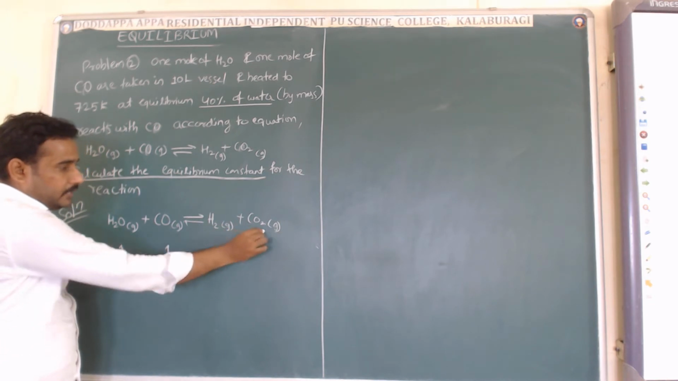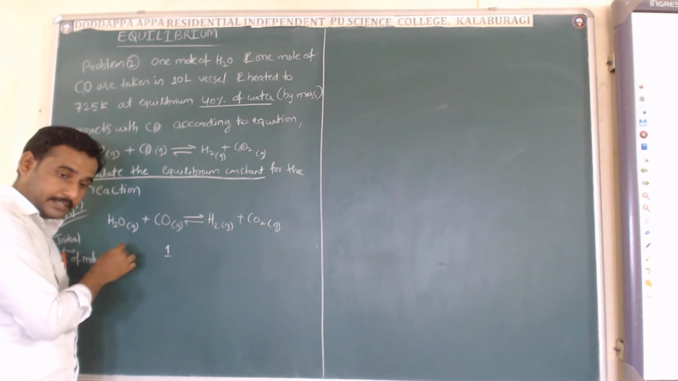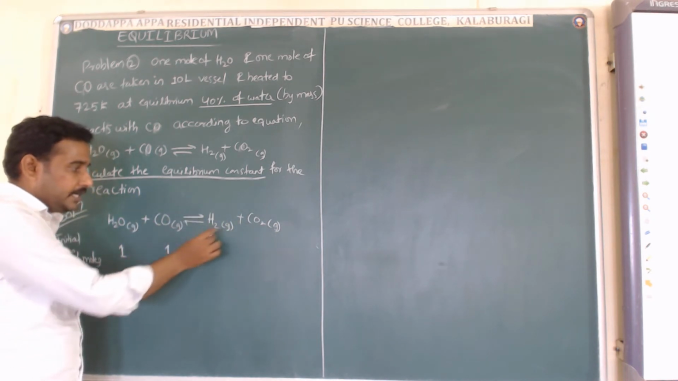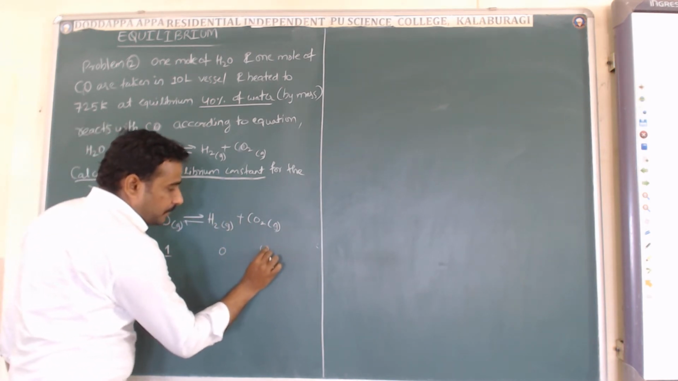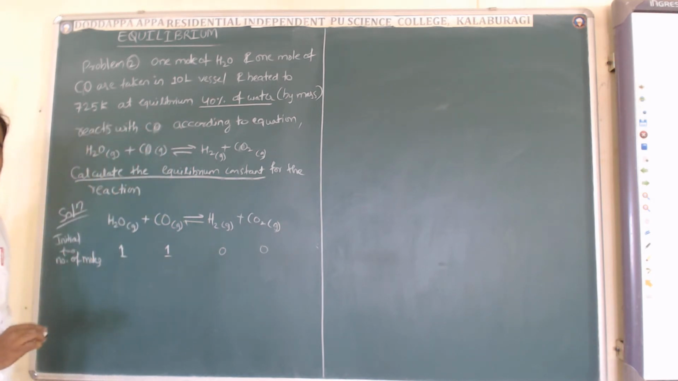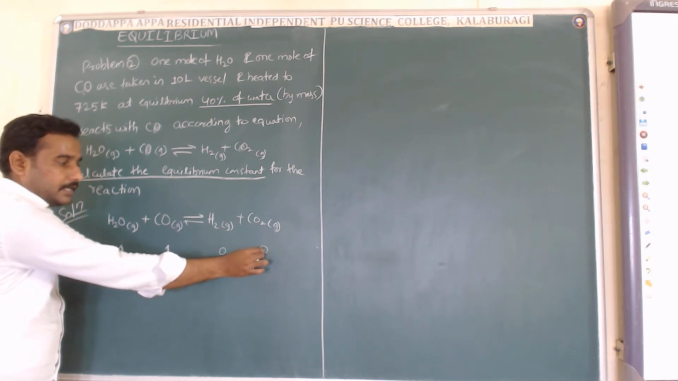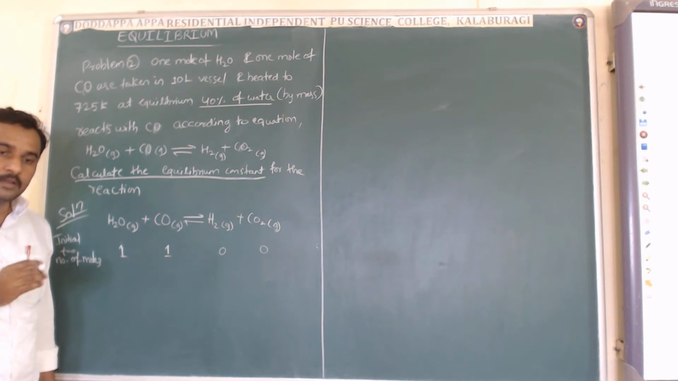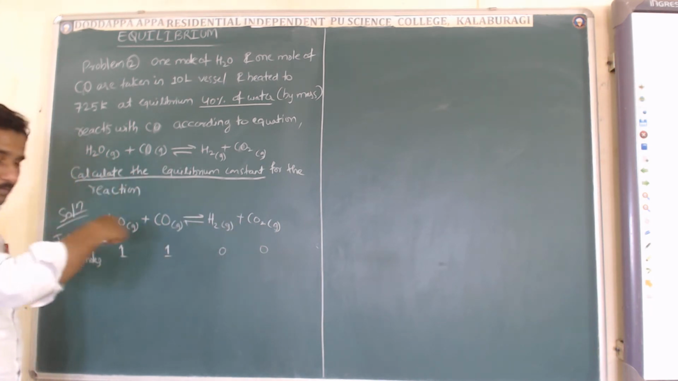Next, you see hydrogen and carbon dioxide here. They are not formed initially. First, what happens? The reactants react, and then they give the product. Initially the products are not formed, so I have to take the initial number of moles as 0. Initially the product is not formed. First the reactants combine, then they give the product. So initially I have taken the number of moles of products as 0, 0.